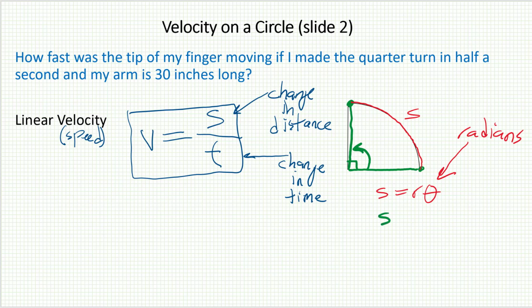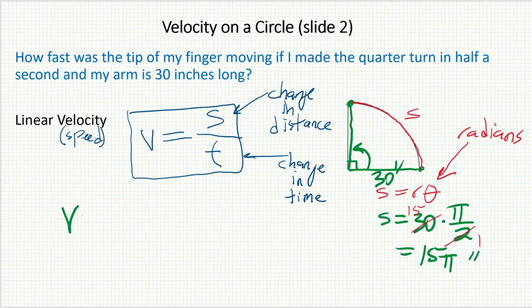So in my situation, the radius would be the length of my arm, which we said was 30 inches. The angle is that 90-degree angle, except we have to use radians, so that would make the angle pi over 2. When I simplify that, I end up with 15 pi inches. Okay, now let's calculate the linear velocity. The velocity is the change in the distance, which we just calculated to be 15 pi inches, divided by the change in the time, which we've known is half a second.